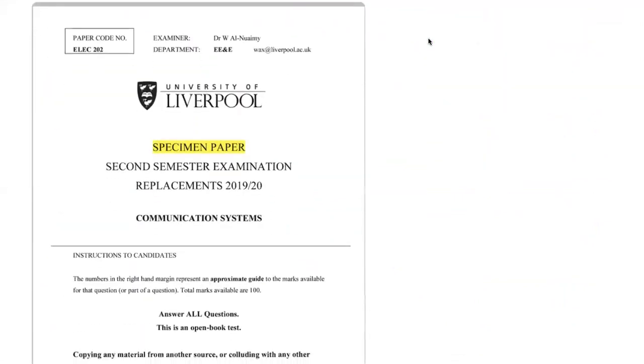Now, I want to spend a little bit of time just discussing with you the exam. And in this case, we're talking about the specimen paper. Okay, so this is, if you like, a mock test.